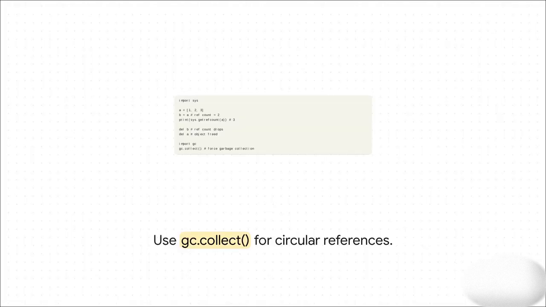Let's actually look at the standard sys module in action here. We create a simple list A and point a second variable B to it, so the reference count is now 2. But interestingly, when we run sys.getrefcount, it actually returns 3. Why? Because passing the variable into the function itself briefly creates another reference in memory. It's a fun little quirk. As we use the del command to drop these variables, the count naturally drops, and ultimately the object is freed. And if you ever need to manually force the cleanup of those cyclic loops, you just call gc.collect explicitly.